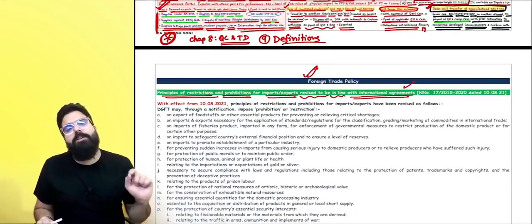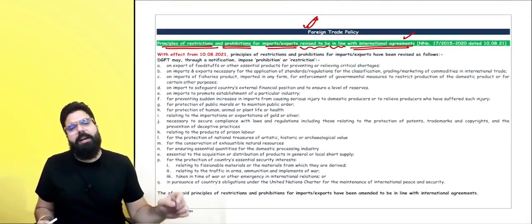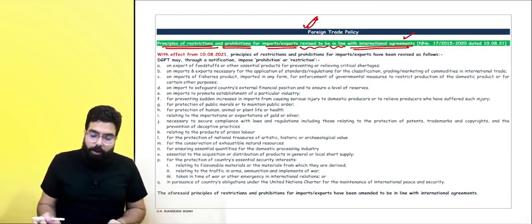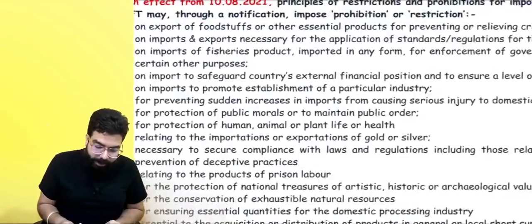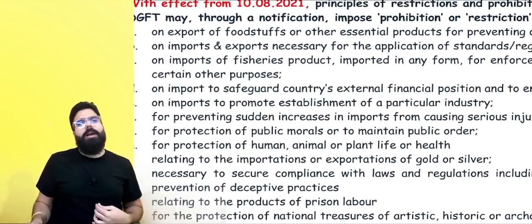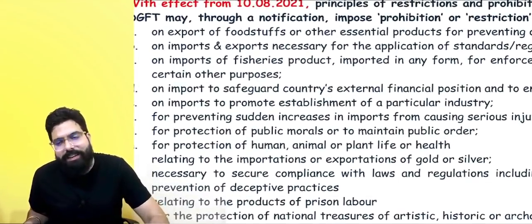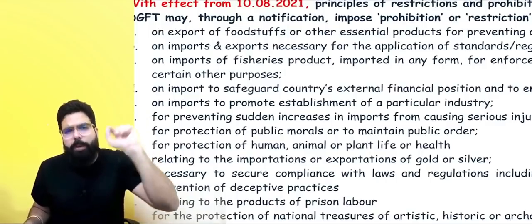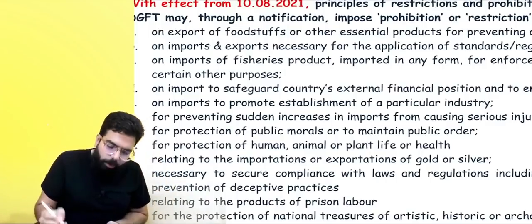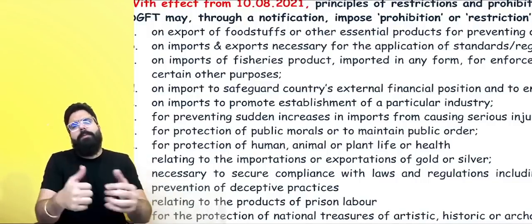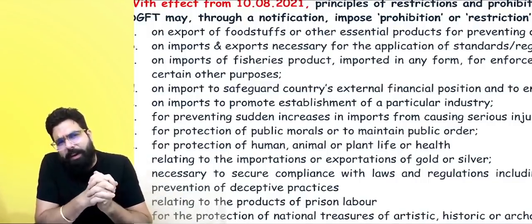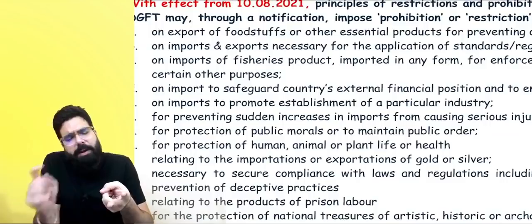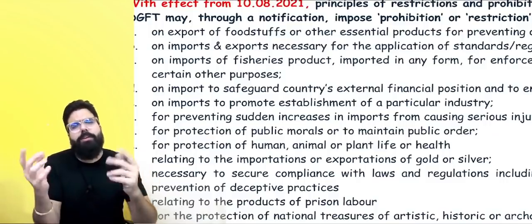Now, the principles of restrictions and prohibition for import and export are being revised. Sir, on what principle can the government impose prohibition and restriction? What are the principles which the government follows when imposing prohibitions or restrictions? Why will the government restrict something, everyone? Tell me, why will the government restrict an item? Because there might be a shortage, or the government might not be supporting that item morally. There are a lot of things there.